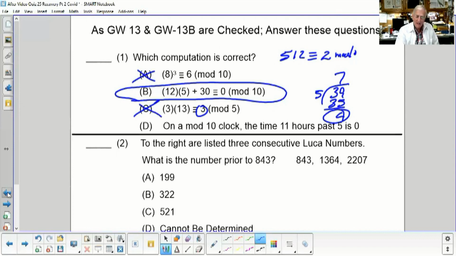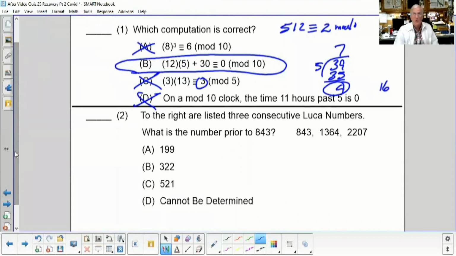On a mod 10 clock, 11 hours past 5 is what time? Is it 0? 11 hours past 5 would be 16 o'clock. In mod 10, that would be 6. That's no good either. So it was choice B. You will be asked some questions about clock arithmetic on this test, so be ready to realize that that's going to happen. The next 3 consecutive Luca numbers after 843.